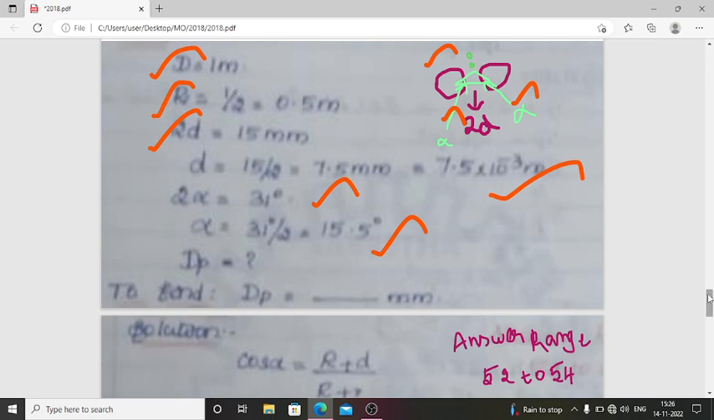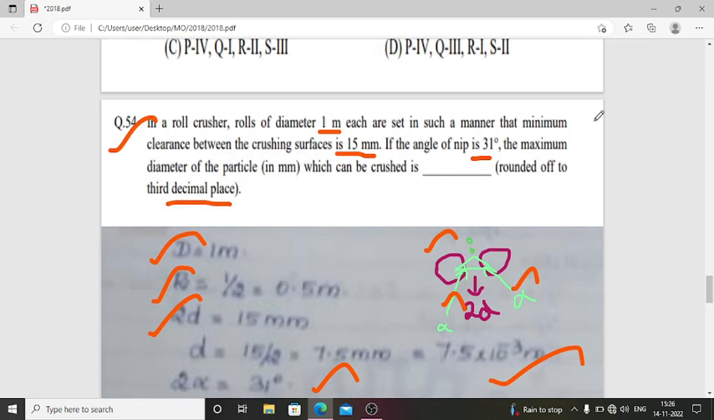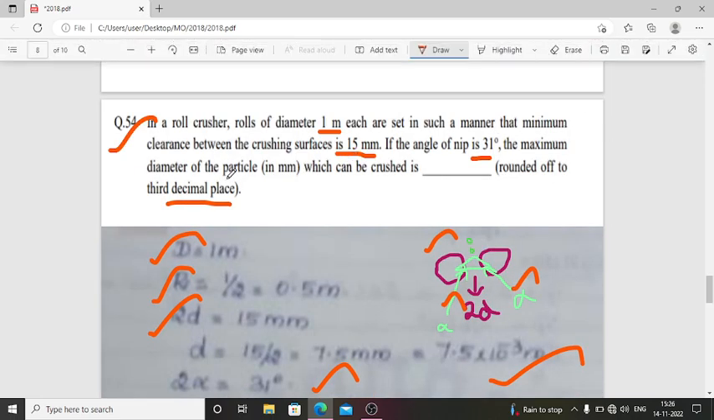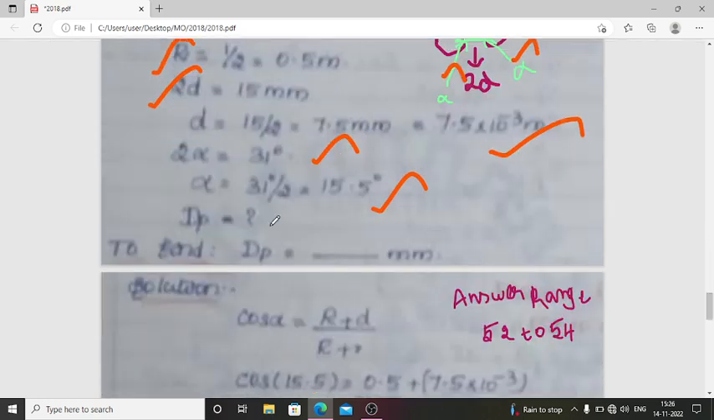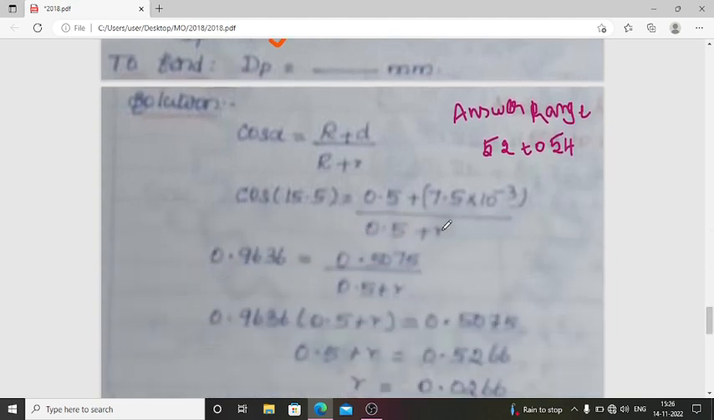So the objective of this question is the maximum diameter of the particle, dp, in mm. This is what we need to find. Solution part: cos alpha is equal to (R plus d) divided by (R plus r). This formula is taken from the roll crusher.